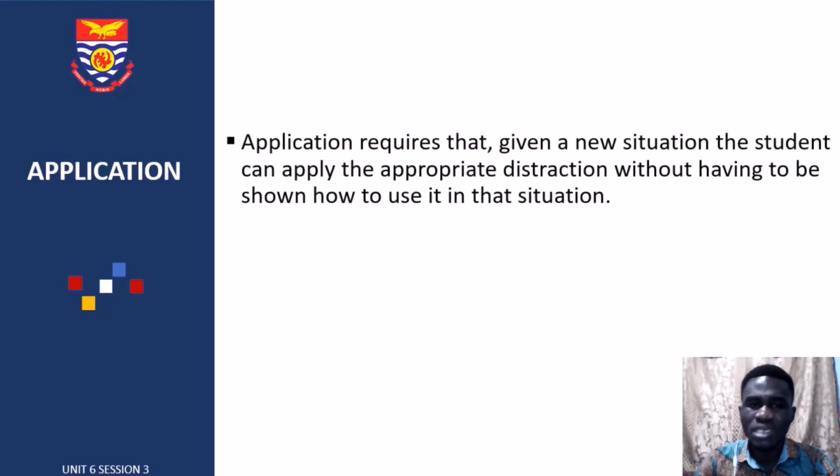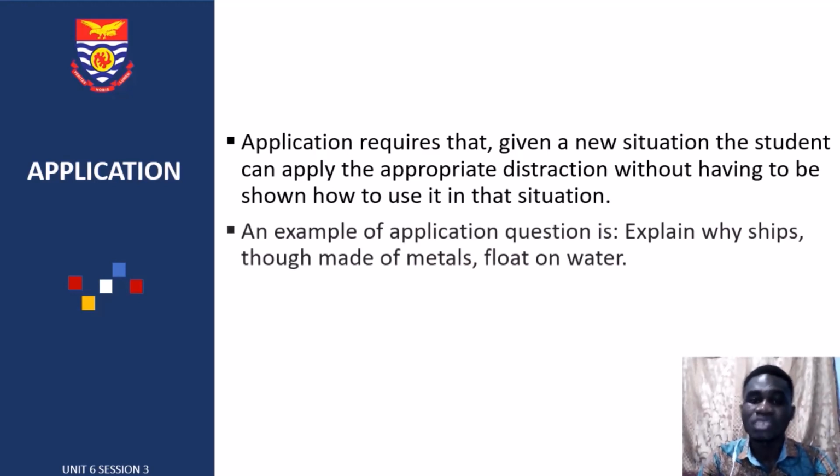Now let's look at the third level of Bloom's cognitive objectives, which is application. Application requires a step beyond comprehension. We saw that comprehension questions require that the student knows an abstraction, so they can demonstrate its use when asked a specific kind of question. But application requires that, given a new situation, the student can apply the appropriate abstraction without having to be shown how to use it in that situation. An example: explain why ships, though made of metal, float on water.